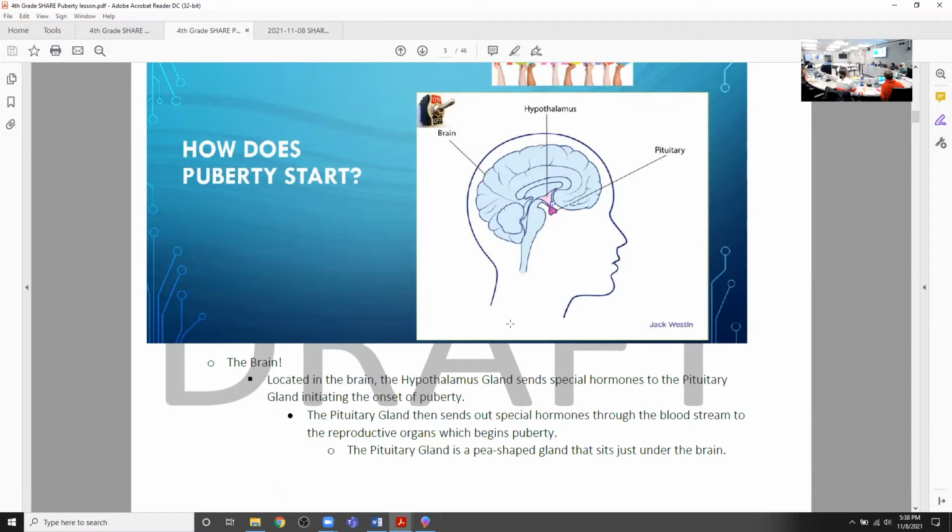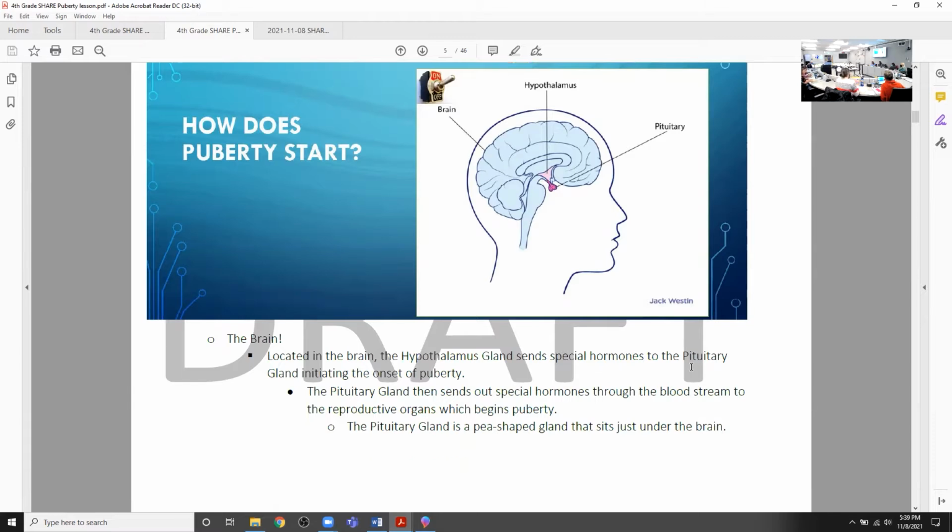The brain. Located in the brain, the hypothalamus sends special hormones to the pituitary gland, initiating the onset of puberty. The pituitary gland then sends out special hormones through the bloodstream to the reproductive organs, which begins puberty. The pituitary gland is a pea-shaped gland that sits just under the brain.